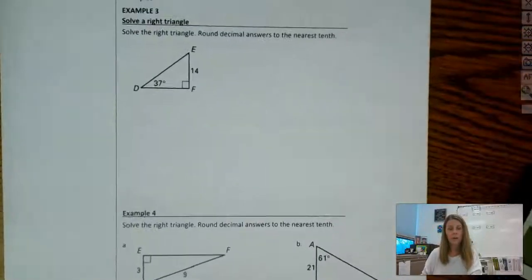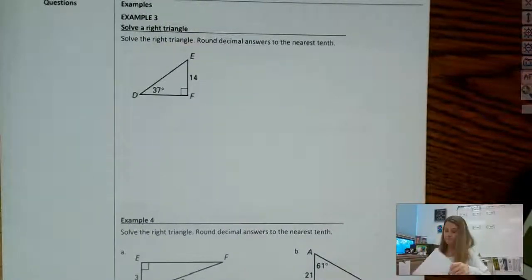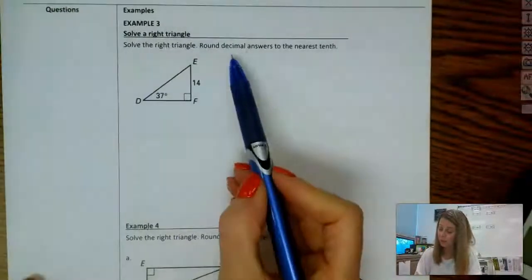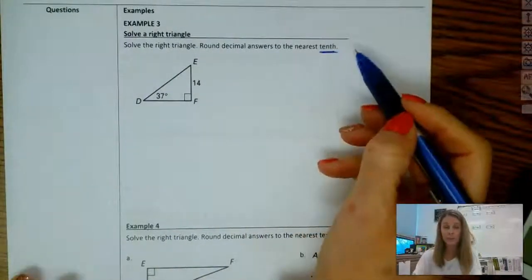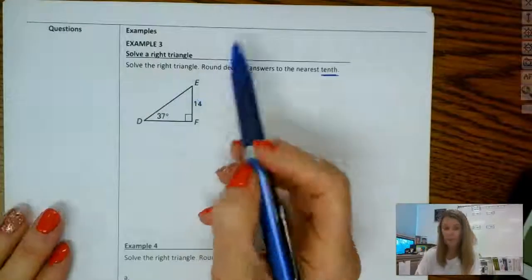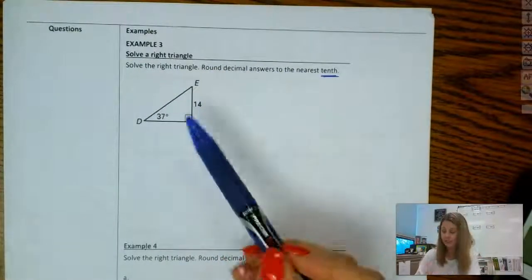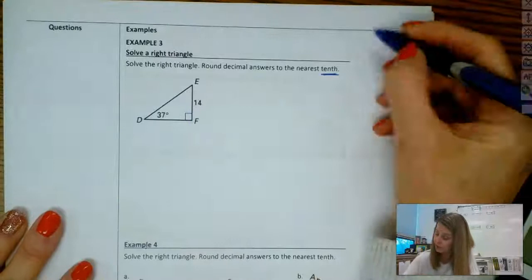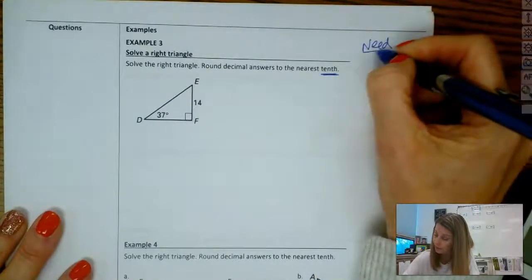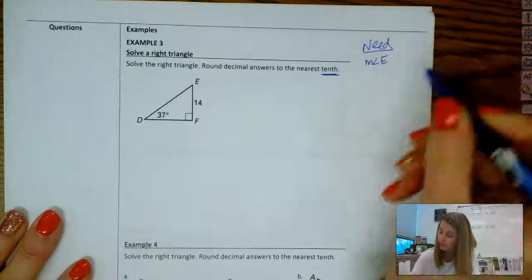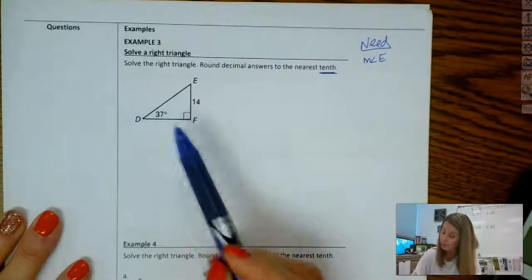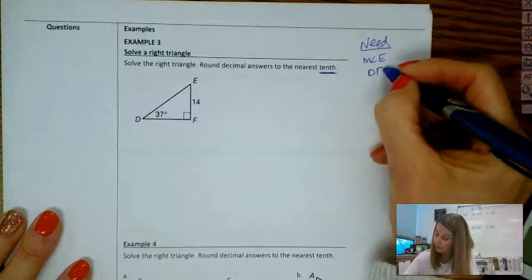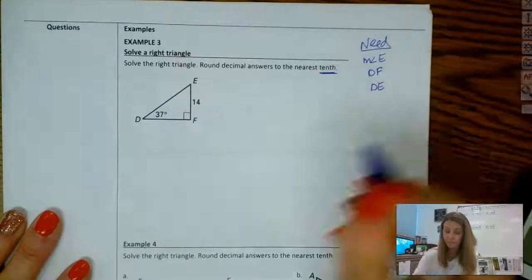All right, I want you to take a look at number 3 here. So the directions tell me to solve the right triangle. So I want to go ahead and round everything to the nearest tenth. So I'll get some decimals here. All right, so solving the right triangle means find the missing pieces. So let's talk about angles. I know D, I need angle E. So let me make a list over here for a second. You need the measure of angle E, and then you're missing 2 side lengths. You need the length of DF and the length of DE.